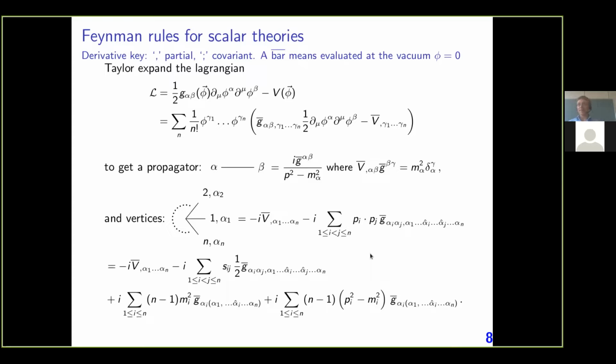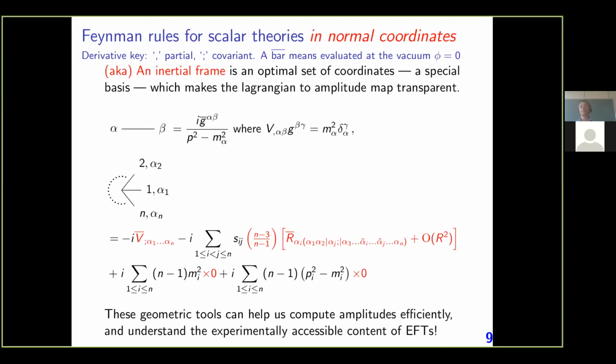Now, the way to get around this in geometry is to go to a special basis where the coefficient of this p squared minus m squared term vanishes always. And that has a nice geometric interpretation, which is an inertial frame. So we go to an inertial frame, aka normal coordinates. And this is essentially a special basis which makes the Lagrangian-amplitude map transparent. Now, the properties of an inertial frame are that geodesics are straight lines. So it's a special set of coordinates which essentially trivializes the geodesic equations. So in normal coordinates, if you're going in a particular direction in your target space, in your field space, that's equivalent to moving along a geodesic as defined by the metric in your Lagrangian.